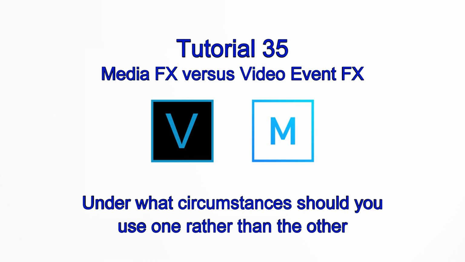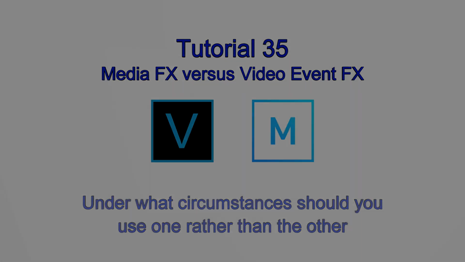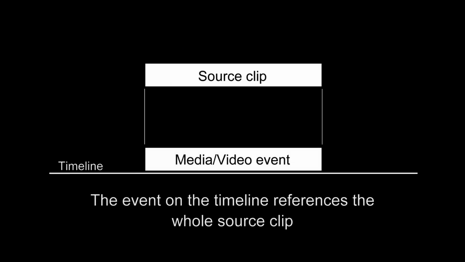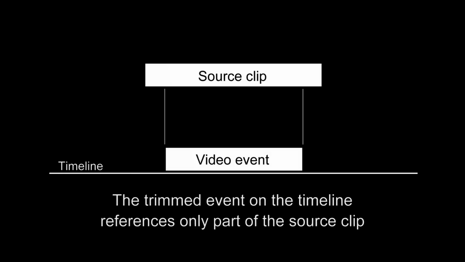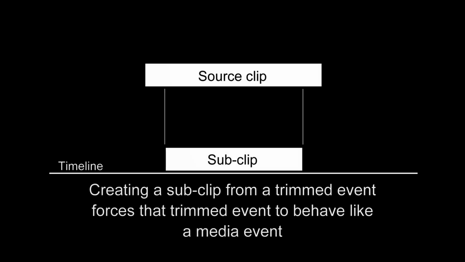Let's look at these three types of event one at a time. A media event on the timeline references the original untrimmed source clip. A video event on the timeline references the original source clip, whether trimmed or not. Creating a subclip of an event on the timeline forces that event, whether trimmed or not, to behave like a media event.